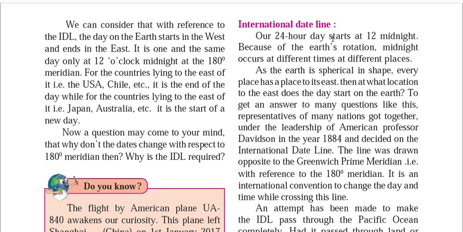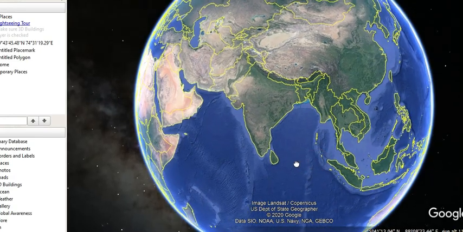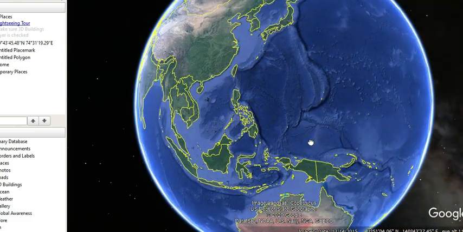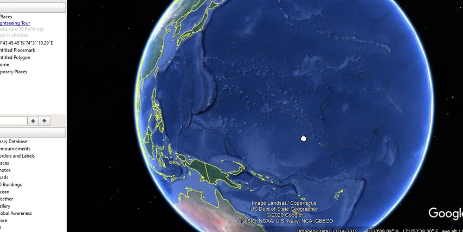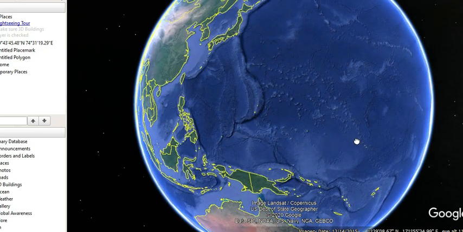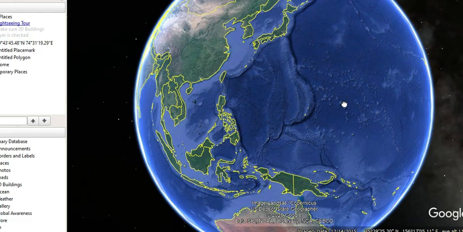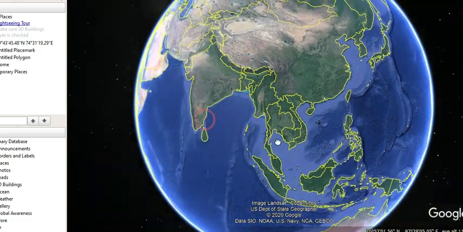Our 24 hour day starts at 12 midnight. Because of Earth's rotation, midnight occurs at different times at different places. You all know that Earth moves from west to east like this, right? So half of the Earth is in front of the Sun and the other half is away from the Sun. The part in front of the Sun observes daytime, and exactly opposite to this there is nighttime.